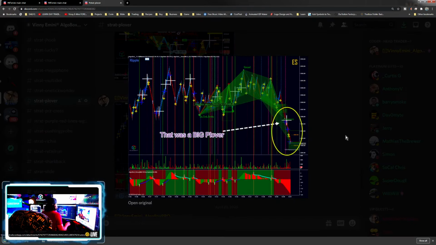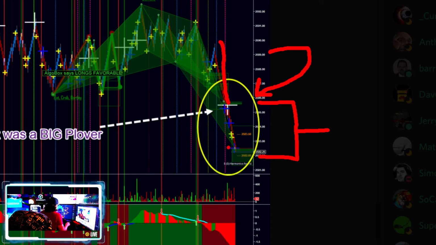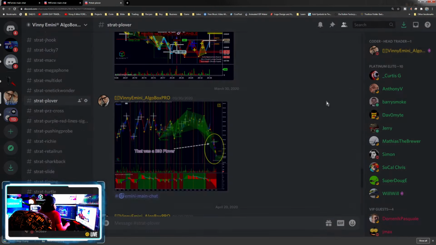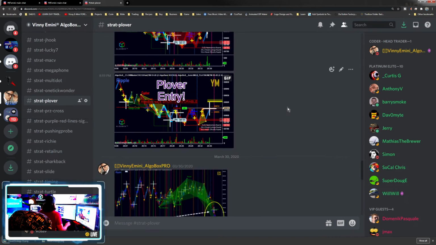Here's a bigger one. I called this a big plover. Yes, we had a PRZ down there, so you can, but if the thing doesn't work, just again, bail out. What's the beautiful thing about these setups is that they're so powerful and they're so easy to see, in such a small amount of risk. It's really a good setup. But there's an example of a big one.